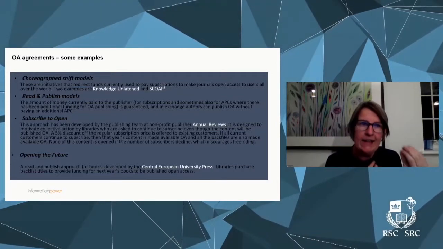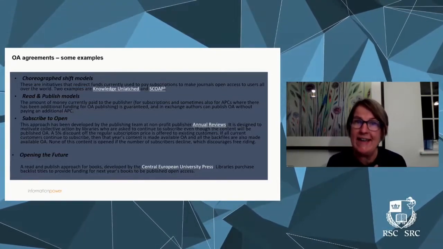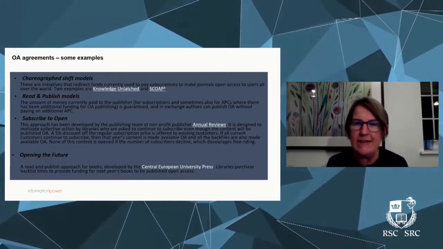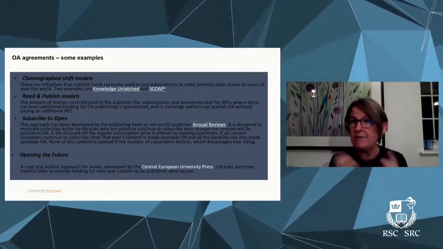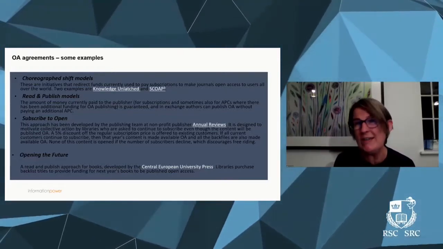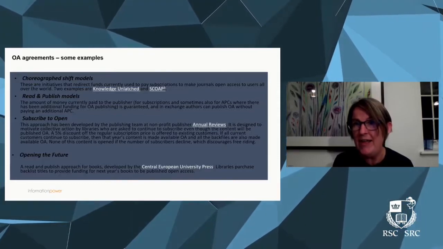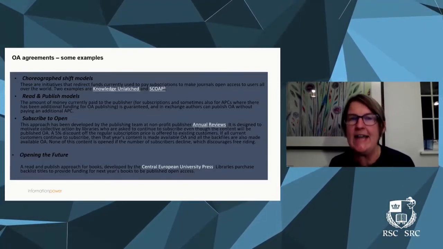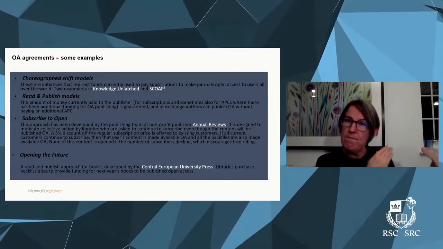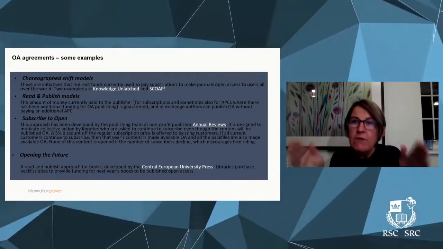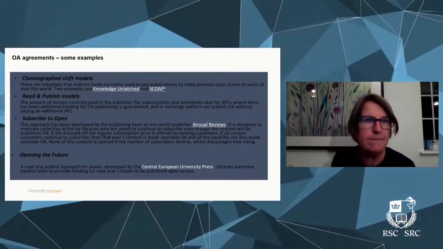And very excitingly, we're seeing that model now extended to books. Just last month, the Central European University Press announced for the first time that they were going to use the Subscribe to Open model for monographs. The idea is that libraries pay for back titles and all of the future titles will be open access.